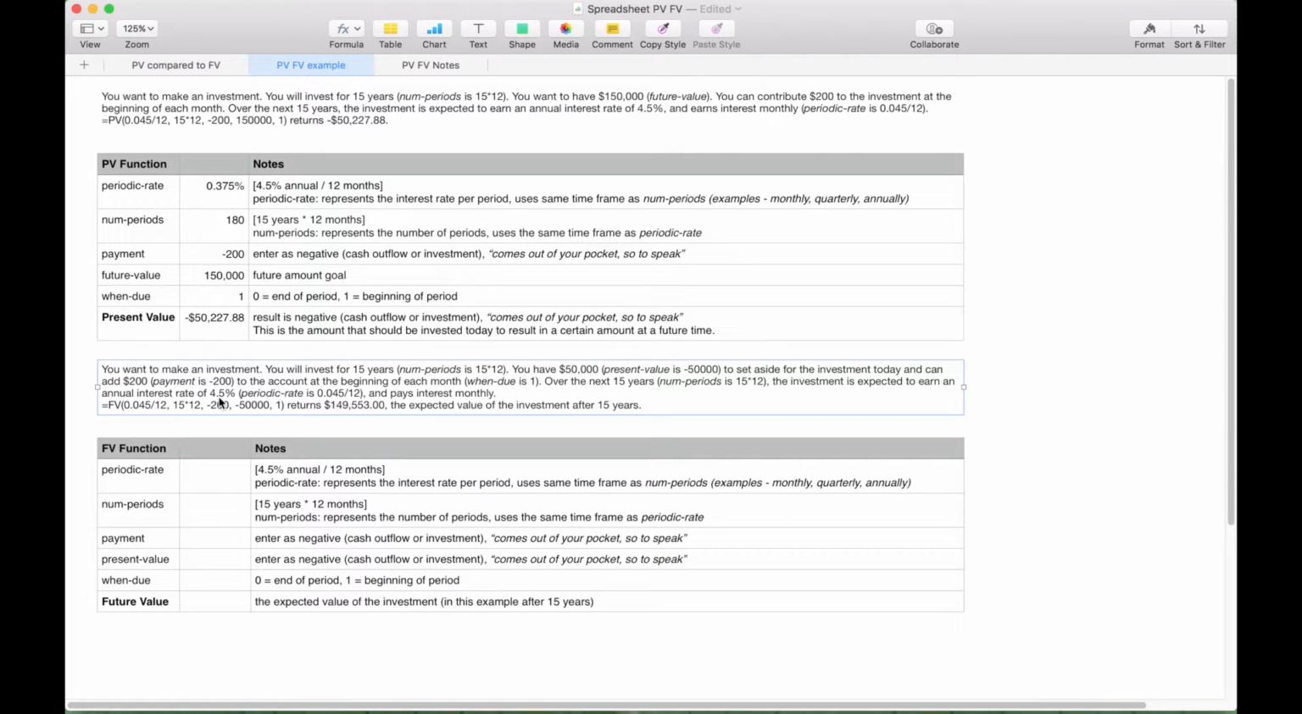Okay, so now let's go over our future value function. And as we mentioned before, the future value function is very closely related to the present value function, and you can almost think of it as the present value function in reverse. Okay, so here is our example.